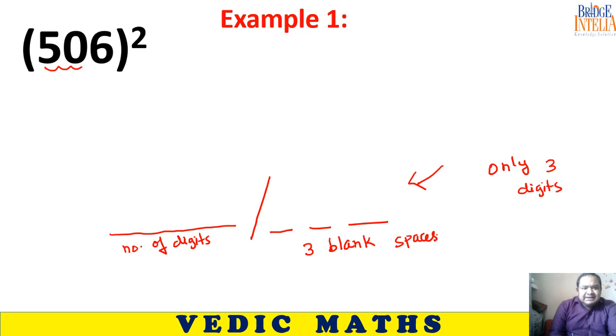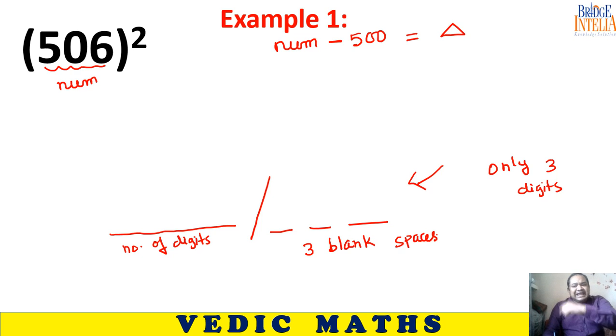Now what is the shortcut? The given number is 506. From whatever number you have been given, subtract 500. So you will get the value of deviation: how much less or how much more the given number is from 500. So 506 minus 500 is equal to plus 6, positive 6.